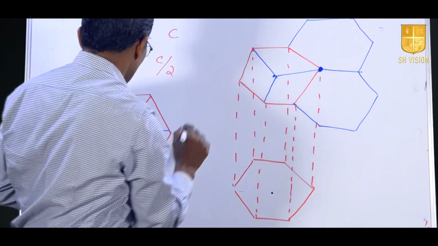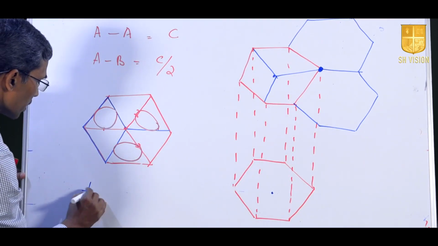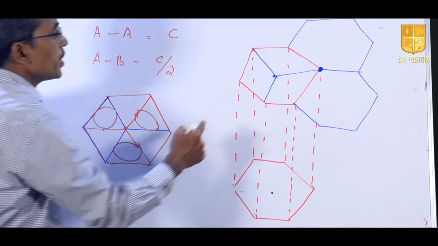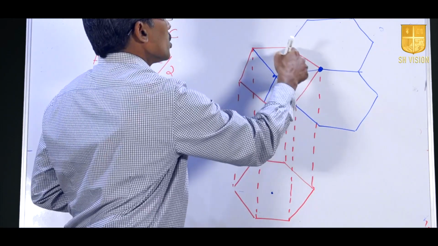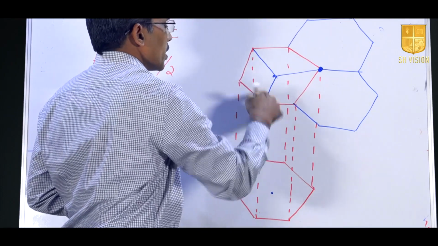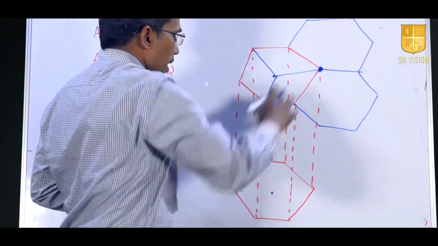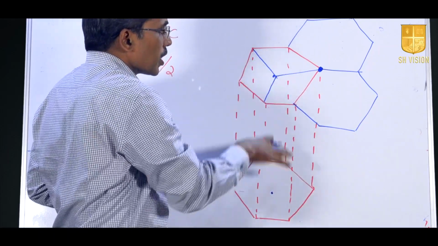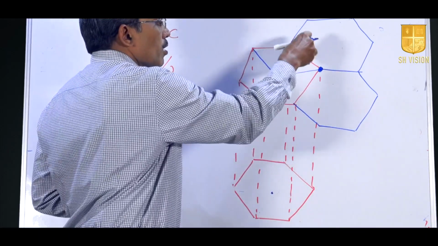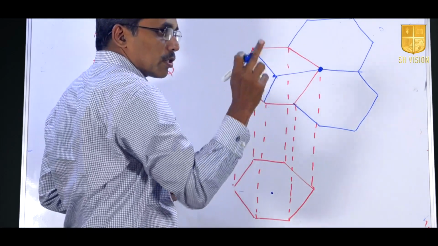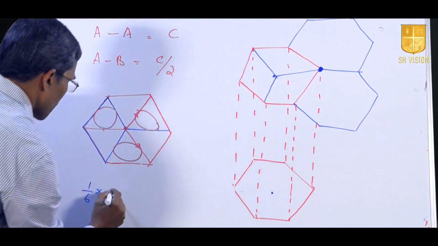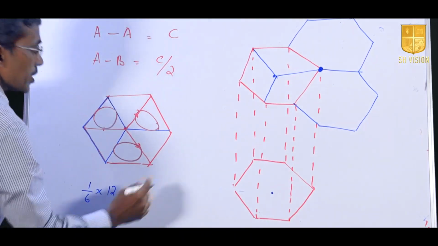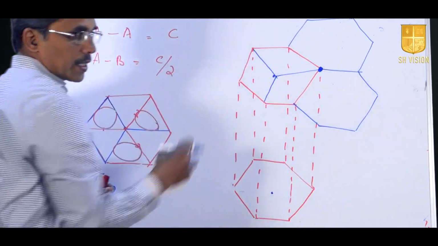And therefore the total number is 1/6 into how many? 1 2 3 4 5 6 in the upper surface and 1 2 3 4 5 6 in the lower surface. Therefore the total number of corner points is equal to 12. Therefore 12 into 1/6 is the contribution coming from corner points.